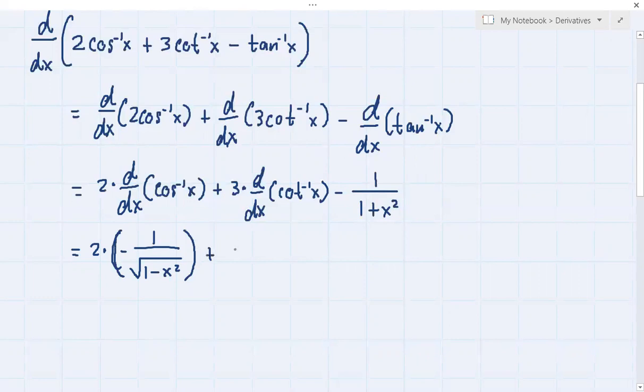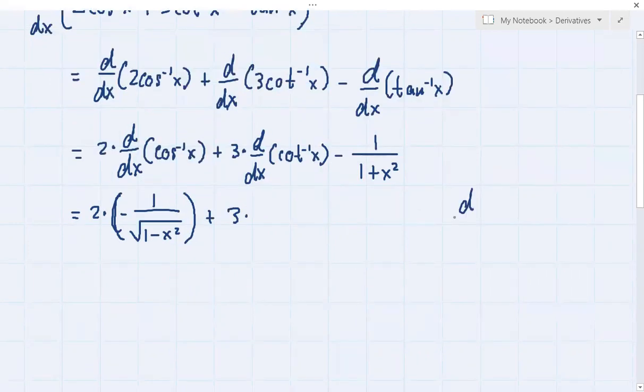Alright? Plus 3 times the derivative of arc cotangent. What is the derivative of arc cotangent, if you're going to recall from our last video? The derivative of arc cotangent is almost the same as the derivative of arctangent, just that it is negative. Therefore, the derivative of arc cotangent x is negative 1 all over 1 plus x squared.